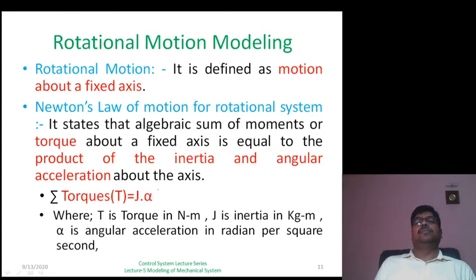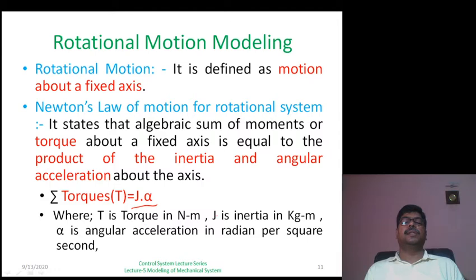Now, rotational motion in a mechanical system. Rotational motion can be defined as motion about a fixed axis. Here there is also Newton's law of motion for the rotational system. The algebraic sum of moments or torques about a fixed axis will be equal to the product of the inertia and angular acceleration about that axis. So here torque T equals J into alpha, where T is torque in Newton meter, J is the inertia of the body in kilogram meter squared, and alpha is the angular acceleration in radian per second squared.